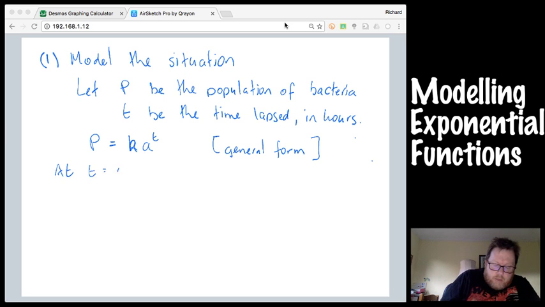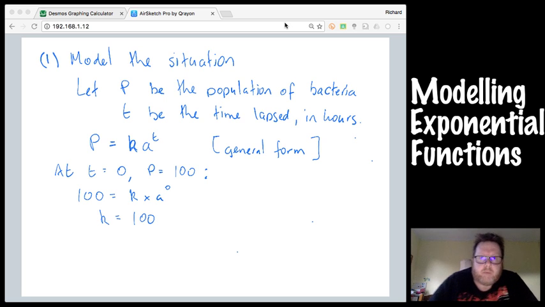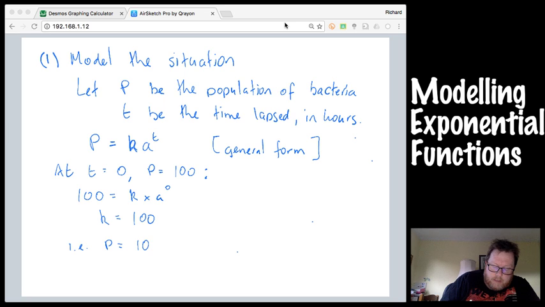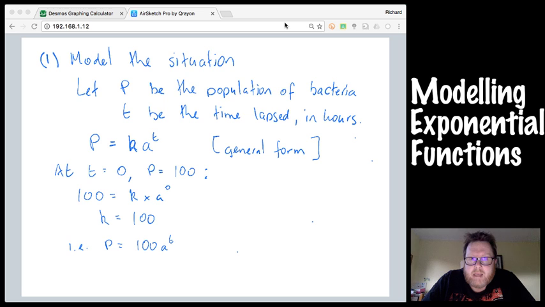At T equals 0, P, the population, is 100. So what do we have? We have 100 is equal to K times A to the power of 0. Therefore, K equals 100, because whatever A is, raised to the power of 0 is 1. Yay, we've got that. i.e. P is equal to 100 a to the power of t. So all we need to do is work out what a is, and we are golden.